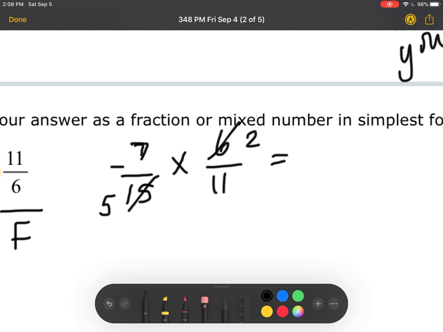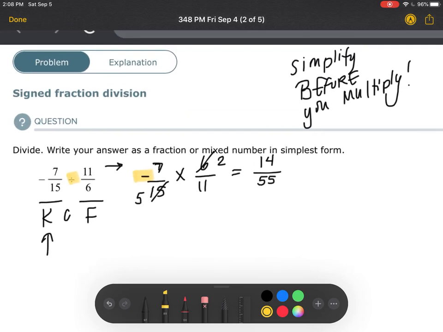Now that I've simplified this, don't forget, you're just going to multiply your numerators. So I have 7 times 2, which is 14, and 5 times 11, which is 55. All right, now do not forget that you have a negative there. One of these is negative. If you only have one negative in your answer, then that just means that a negative times a positive is going to equal a negative. So make sure that you guys remember that as you go in.